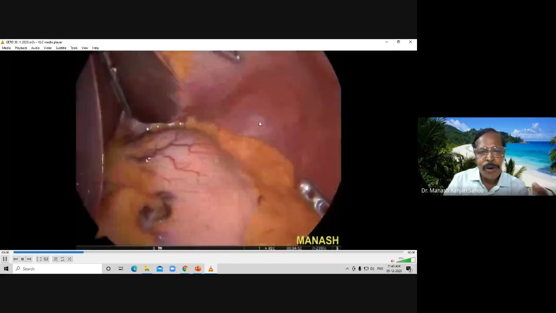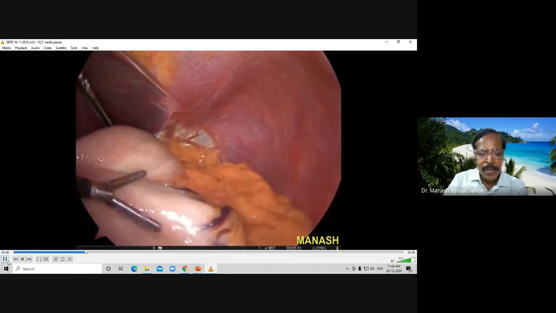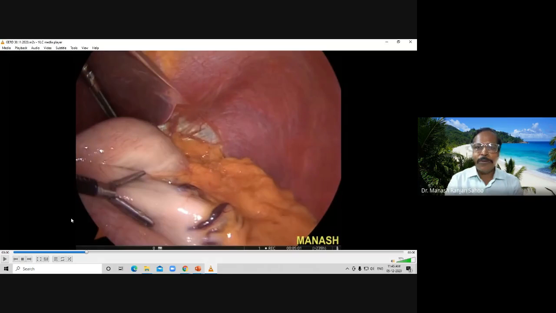Once the right side dissection is done, you can come to the left side, or otherwise you can also start from the left side and come to the right side later. In fact, initially I was a right to left man. Later on, I switched my technique. I started doing from the left side first. It is much easier and much more comfortable. Dissect everything on the left side first. Then the right side becomes much easier. That's also another way of doing this.